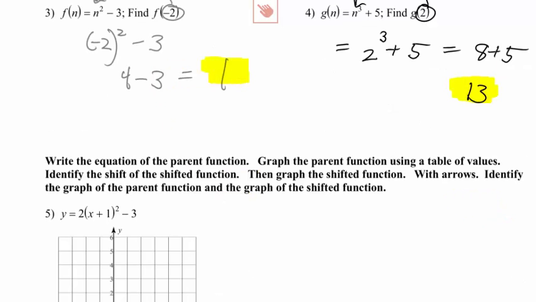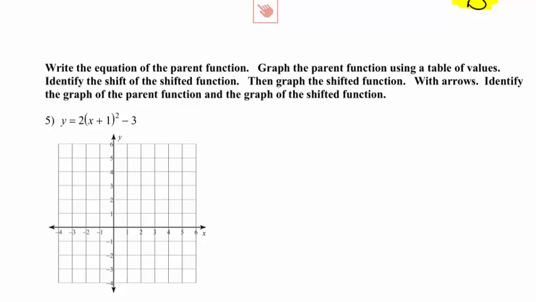All right, now I'm asked to write the equation of a parent function, graph the parent function using a table of values, identify the shift of the shifted function, then graph the shifted function. With arrows, identify both the parent function and the shifted function.